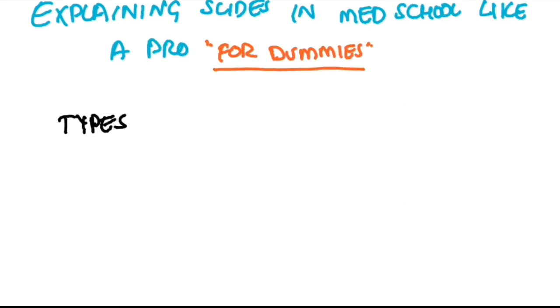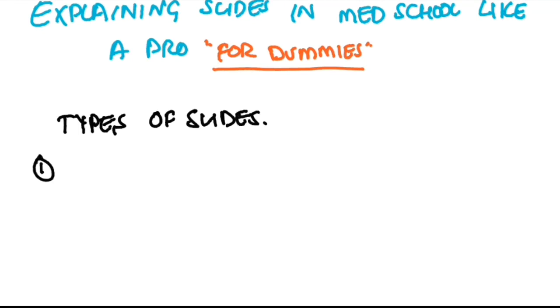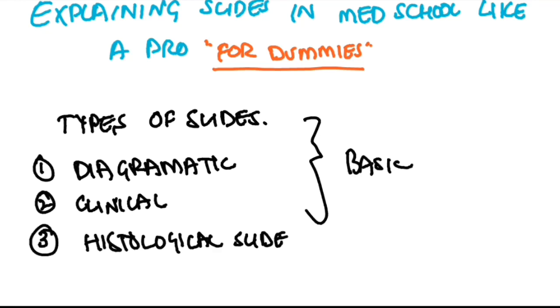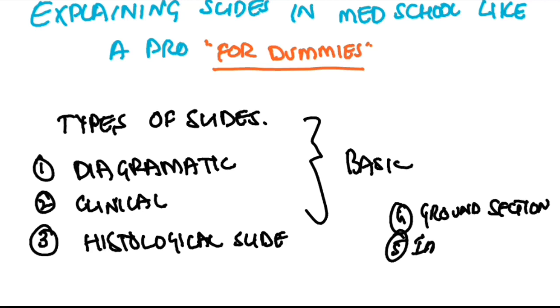Today I'll be telling you how to explain slides in your med school like a pro. First of all, what you need to know is there are different types of slides. Your slide may be diagrammatic, clinical, or histological. Then there's radiological as well, which I'll be telling you in a separate video. But these are your basic types of slides. For a more advanced stage, there are different slides as well, such as ground sections and immunohistochemistry, etc.